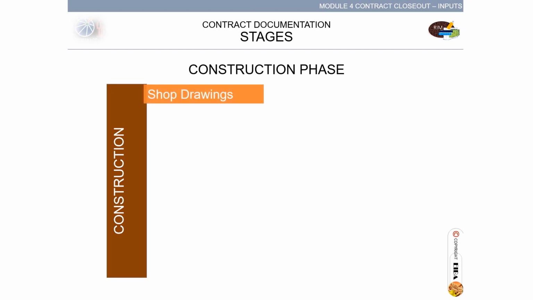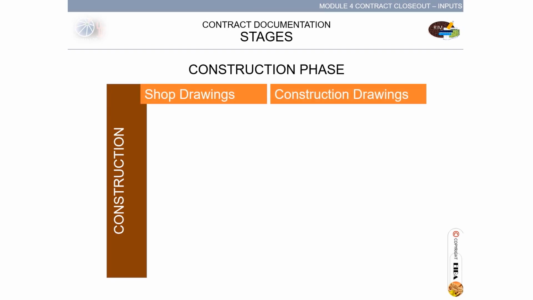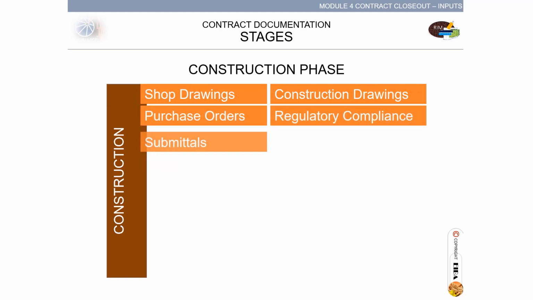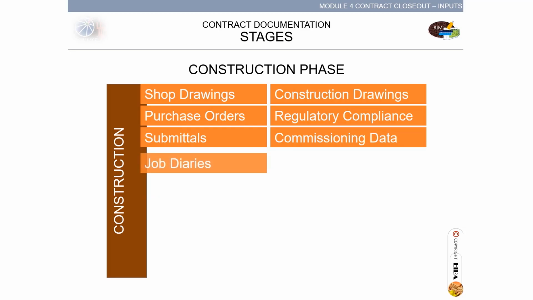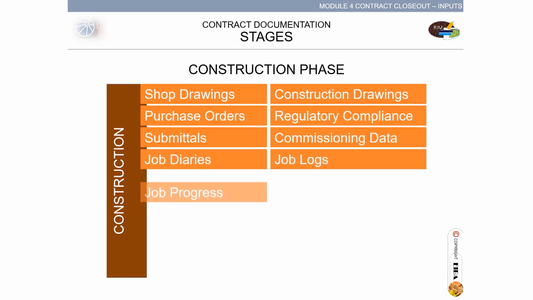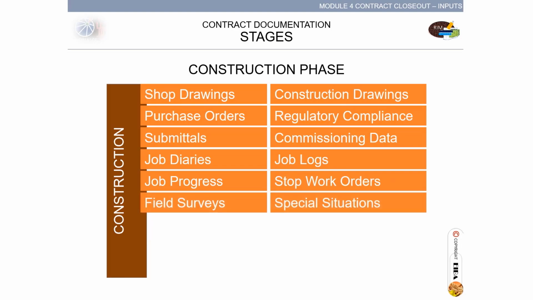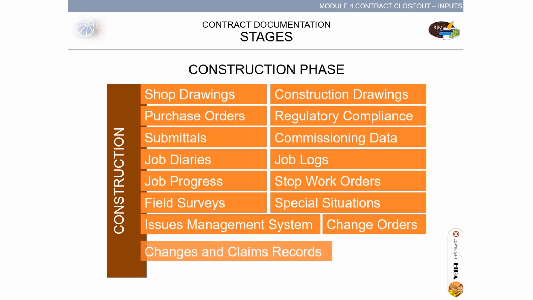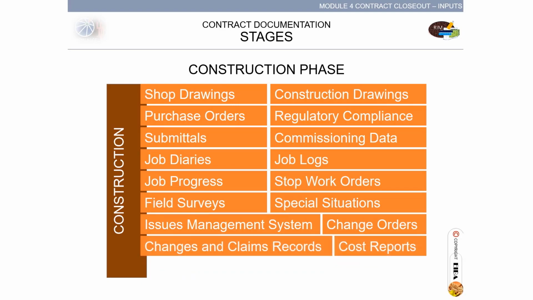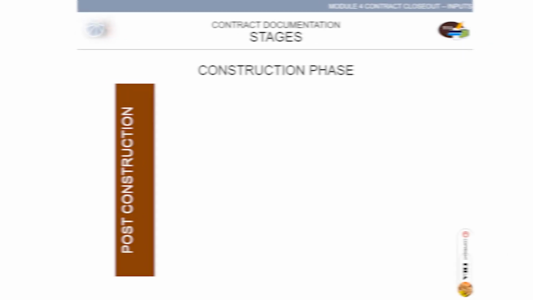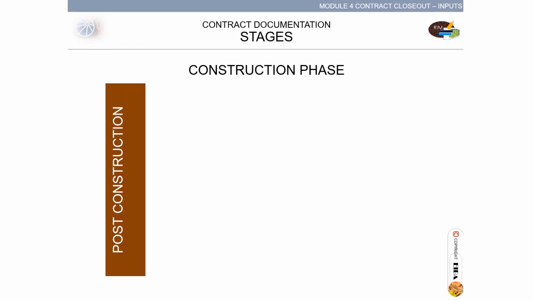Construction: shop drawings, construction drawings, purchase orders, regulatory compliance, submittals, commissioning data, job diaries, job logs, job progress, stop work orders, field surveys, special situation, issues management system, change orders, changes and claims records, cost reports, change or claim and field orders logs. Contract documentation stage at construction phase, post-construction.